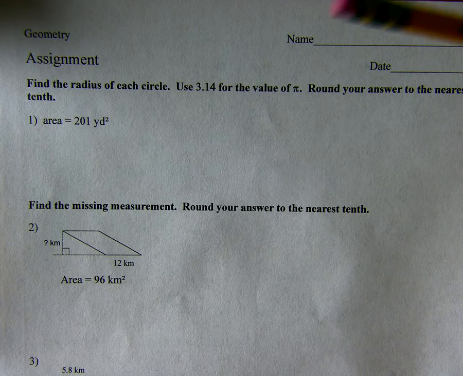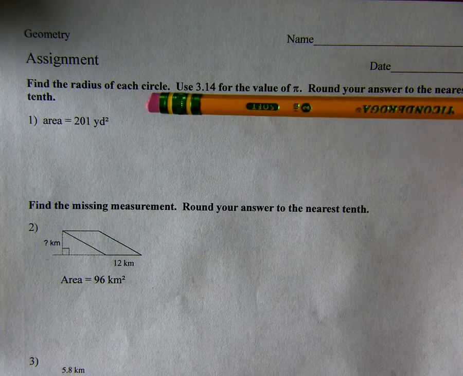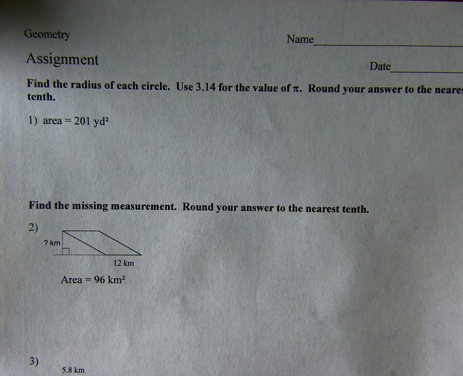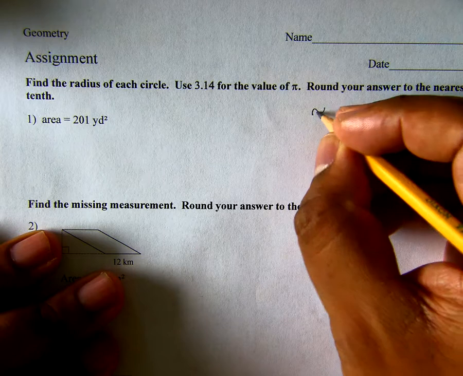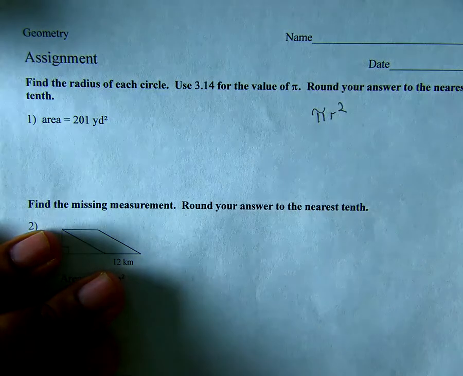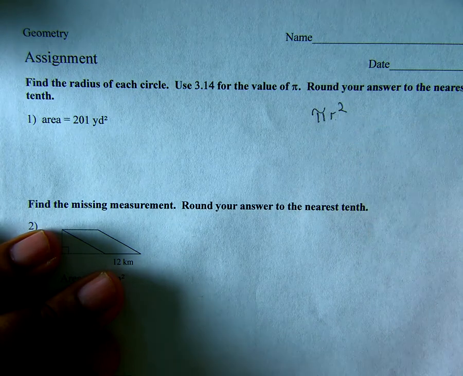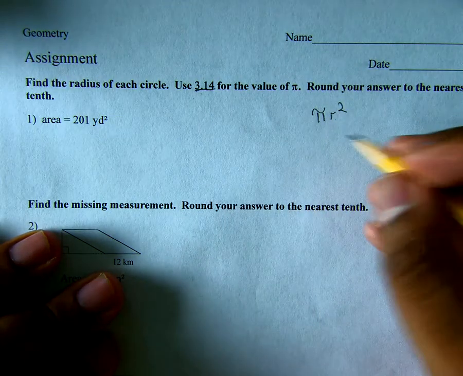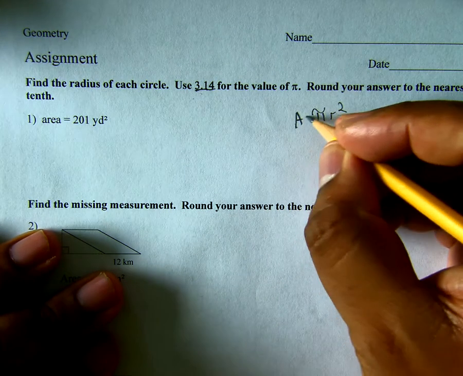So in this first example, it says to find the radius of each circle, and it tells you the area of the circle, and it tells you that it is a circle, and they want us to find the missing component, which in this case is the radius. So what you want to start with is the formula, and I'm going to write over here on the side, A equals pi r squared, okay? And we're looking for the radius. And just like last time, we used 3.14 for pi, we're going to use that again, okay?